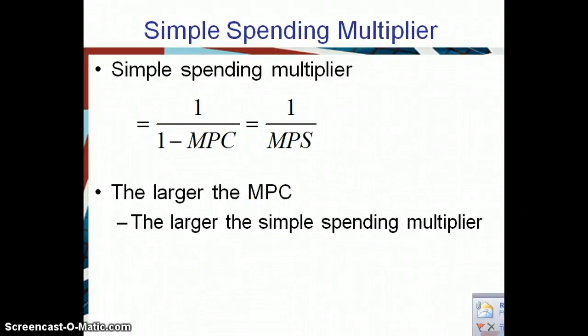With this, we have a simple multiplier. That's 1 minus your marginal propensity to consume, which is equal to 1 divided by your marginal propensity to save. Whenever we look at this, we take the amount of activity in the economy and we multiply it by this multiplier. The only thing we can do with money is save it or spend it. The only reason we save it is because we want to spend it later.